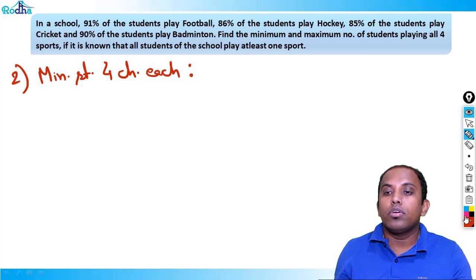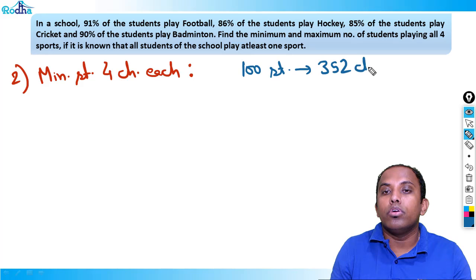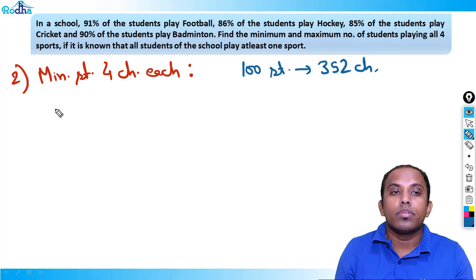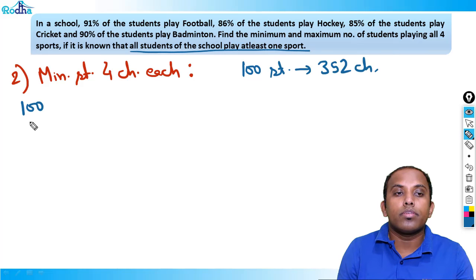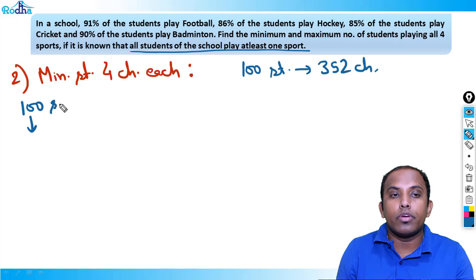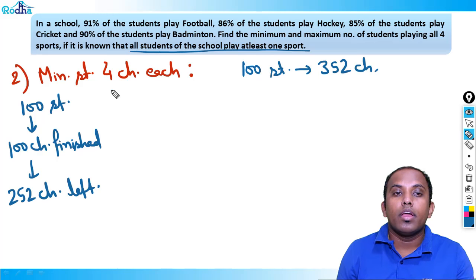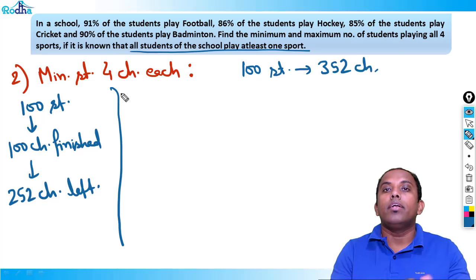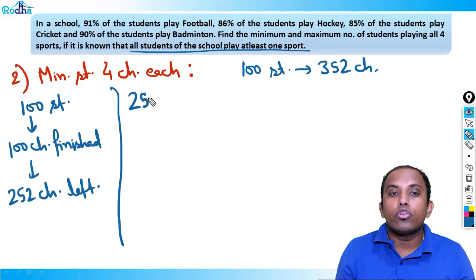So again, we have the same scenario. We have 100 students and we have 352 chocolates to distribute, again satisfying that minimum condition. The minimum condition is that all the students of the school play at least one sport. That means out of 100 students, each plays one sport. That means 100 chocolates finished. If my 100 chocolates are finished, I'm left with 252 chocolates, right? So now the scenario is all 100 students have got 1 chocolate each, and now I have 252 chocolates that I have to distribute among 100 students.